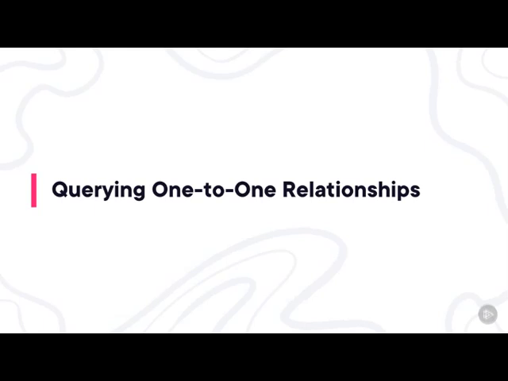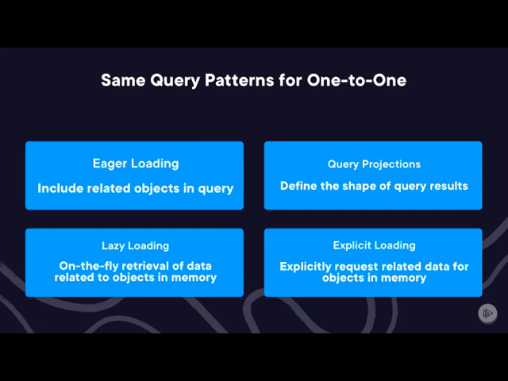Thanks to the data that we've already seeded, we have some one-to-one relationships in our database, so we can go ahead and perform some queries. Most of what you've already learned about querying relationships applies to one-to-one relationships as well. In fact, all of the means of getting related data, eager loading with include, projections, explicit loading, and lazy loading, can be used with one-to-one relationships.